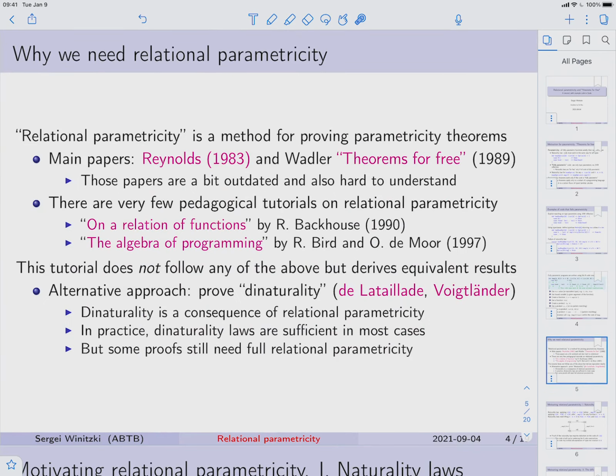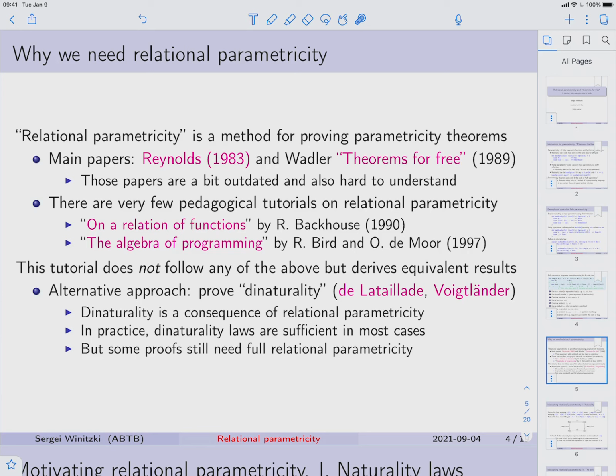So let's go back now to relational parametricity. It's, like I said, a method for proving parametricity theorems. So the main references for this are the papers by Reynolds and Wadler.